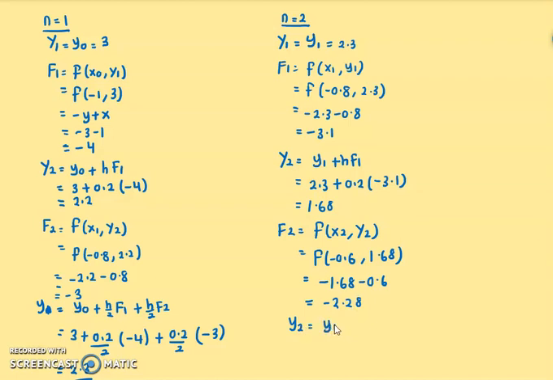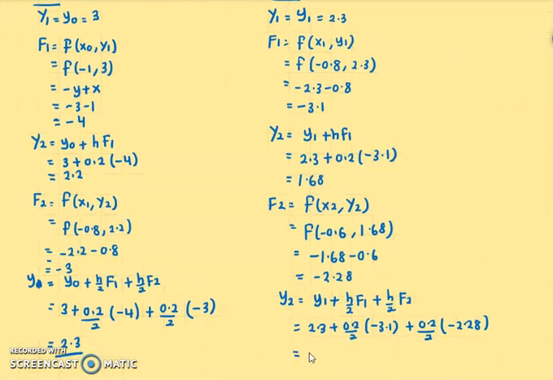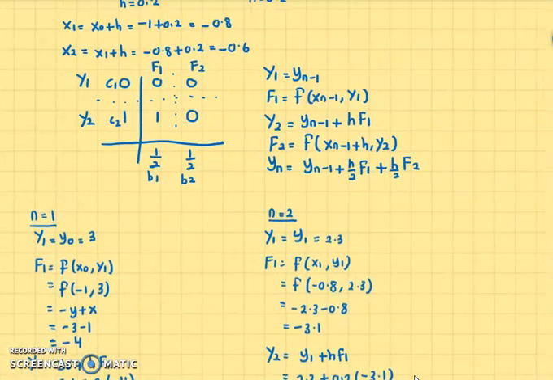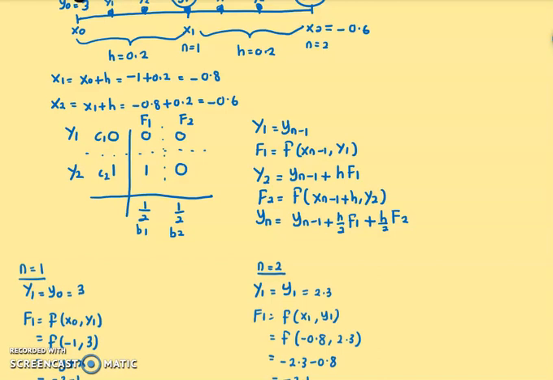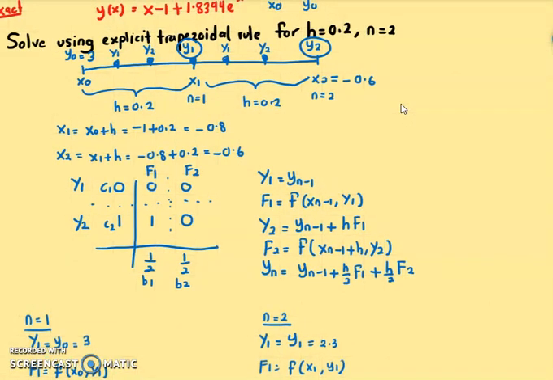Lastly, my little y2 is given by y1 plus h over 2 f1 plus h over 2 f2. This will be 2.3 plus 0.2 over 2 times f1, which is negative 3.1, plus 0.2 over 2 times f2, which is negative 2.28. Computing this value gives you 1.762. So we have obtained the approximation at x2 equals negative 0.6. My y2 is given by 1.762. Now, is this a good solution?